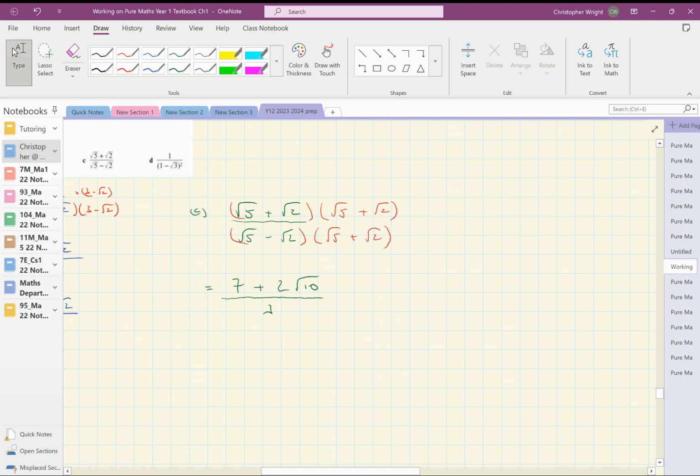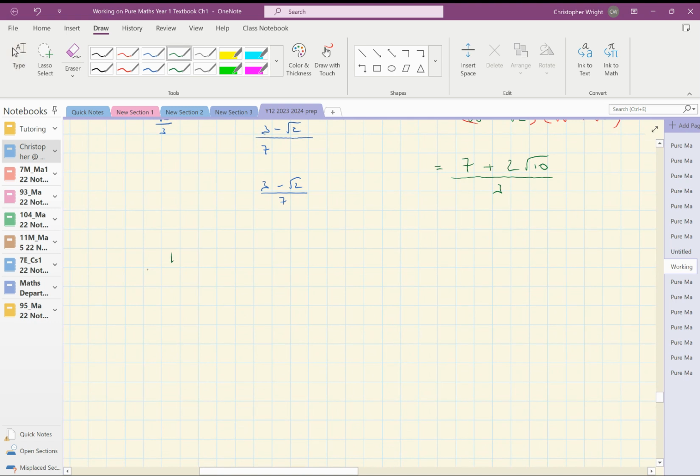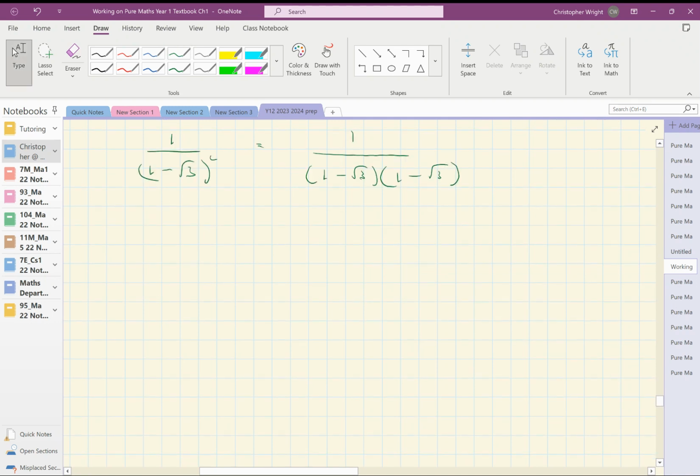Right, let's look at D. 1 over 1 minus root 3 squared. Well, I'm going to simplify that first and work out what my denominator comes to if I expand the brackets here. So that's going to give me 1 over, my constant term is going to be 1 minus 3, which is going to give me minus 2. And then I'm going to have minus root 3 minus another root 3. So it's going to be minus 2 root 3.